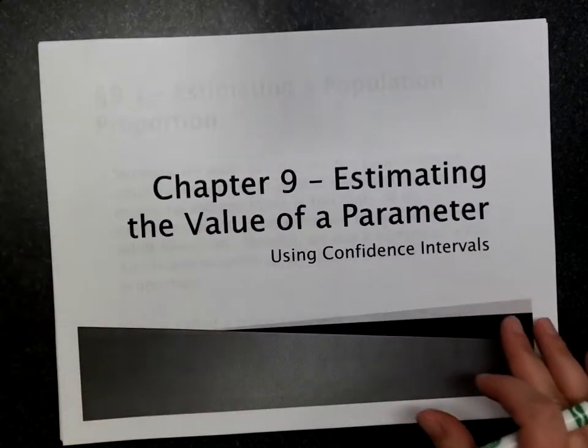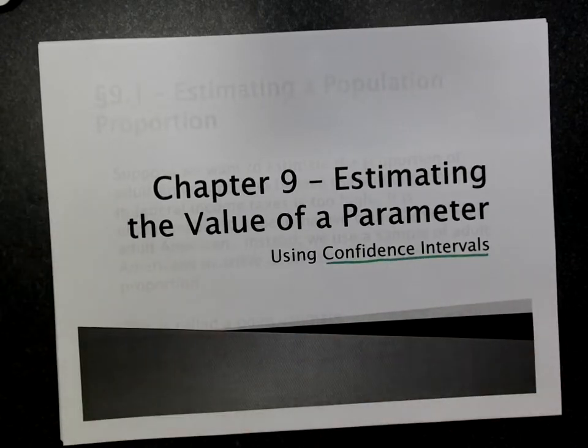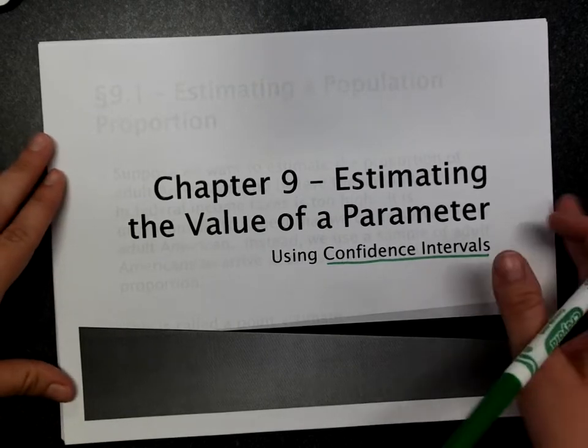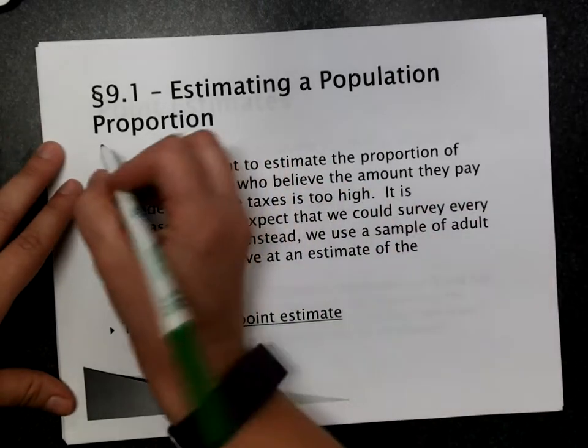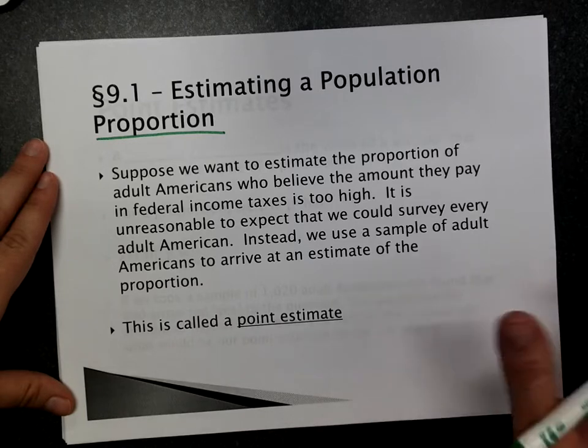Alright, so Chapter 9 is about confidence intervals. We'll talk in general about what a confidence interval is, and then we'll be estimating using those confidence intervals for a proportion, and then section 9.2 is about the same idea for a mean.